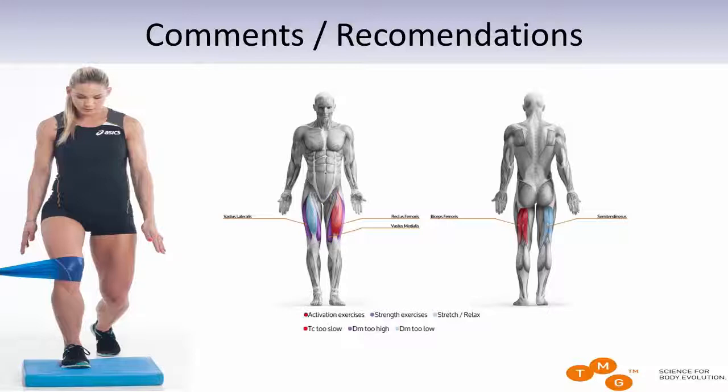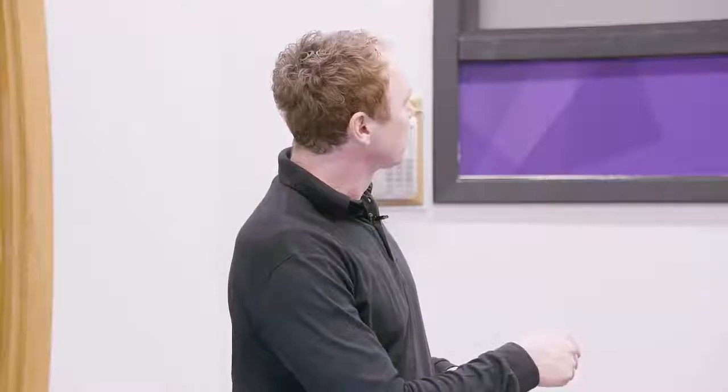So if you're measuring a healthy person, you will get these recommendations. So do activation exercises, do strength exercises, do stretching exercises, try to relax that muscle. If you're measuring an injured person, you will obviously not get this kind of information. It will just tell you, okay, the contraction time is too slow, displacement is too low or too high.